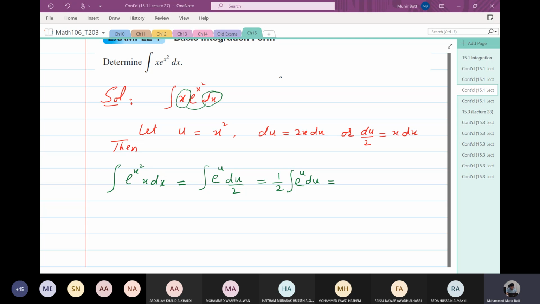So I'm asking a question: what is the integration of e to the power u? Mr. Ahmad Ali, are you there? Yes, here, doctor. So I'm asking a question, so nobody is responding. Is everything okay there? Yes, it's about e to the power u.